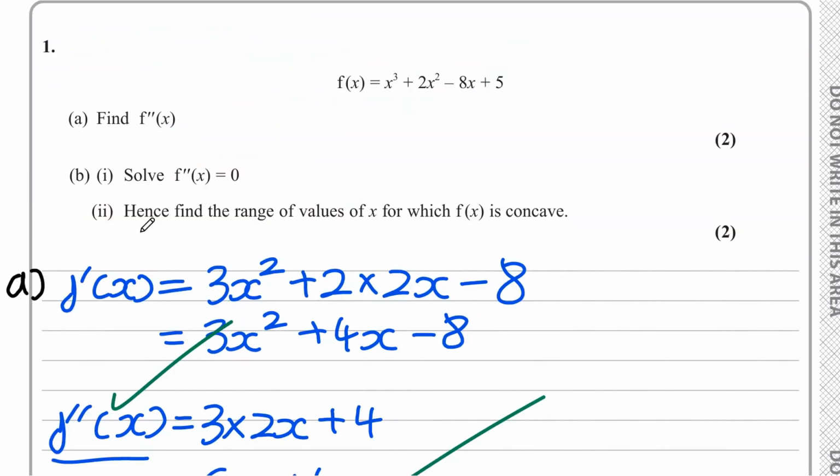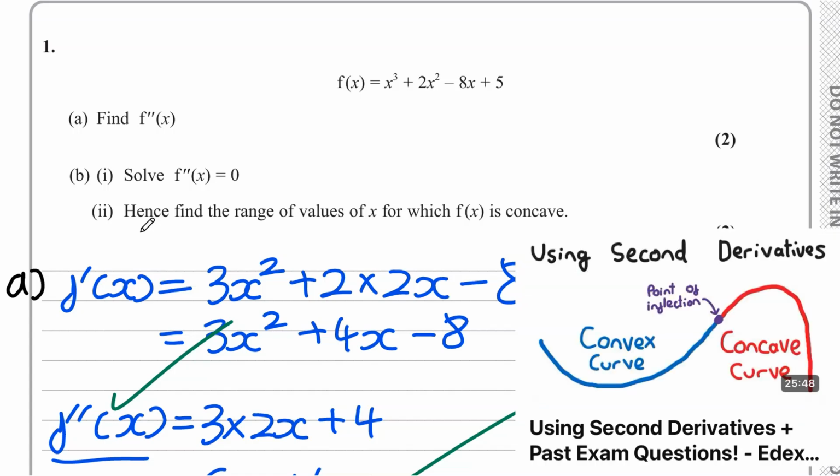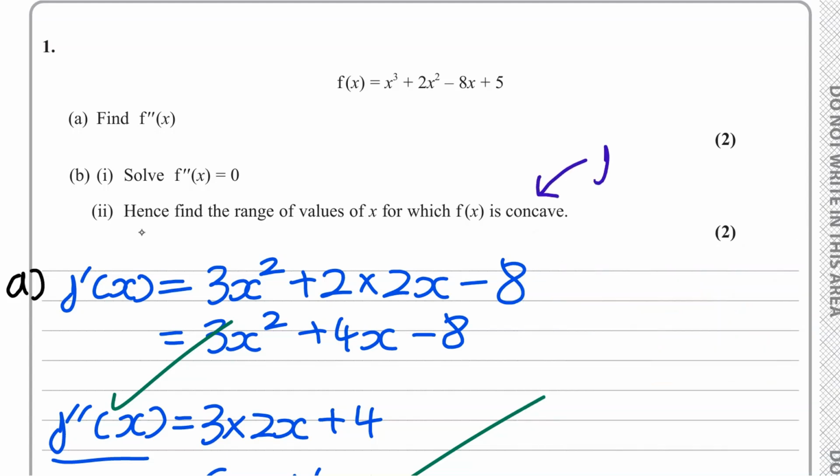Okay, and then for the second part of B, we need to find the range of values of x for which f of x is concave. Now, this is to do with how we use second derivatives. Remember that f of x is concave when f''(x) is less than 0.